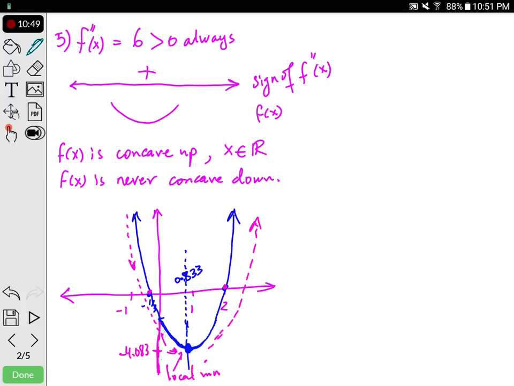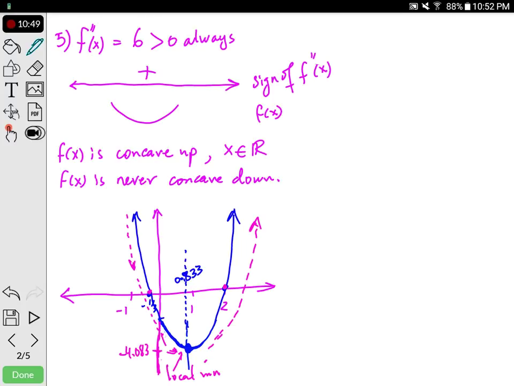So f double prime of x does not have roots that can alter the concavity. There's only one concavity in this function. And since f double prime is always positive, therefore the concavity is always up. Now, we could state that f of x is concave up for all x belongs to R, and f of x is never concave down.